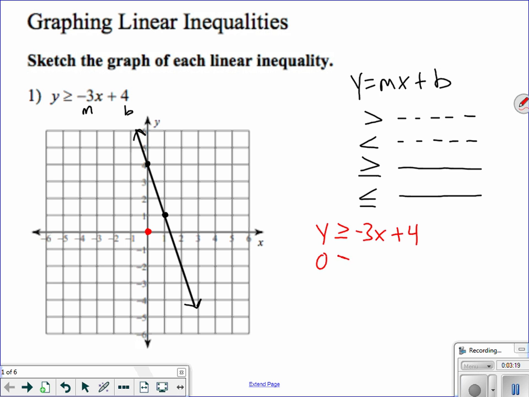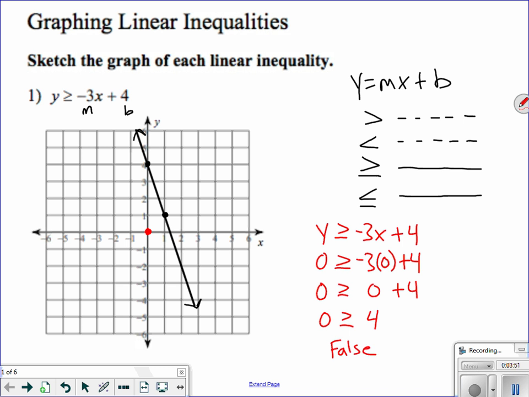So then I would have 0 greater than or equal to negative 3 times 0 plus 4. Well, negative 3 times 0 is 0. So I have 0 plus 4, so I end up with 0 greater than or equal to 4. Well, is 0 greater than or equal to 4? The answer is no. This is false.